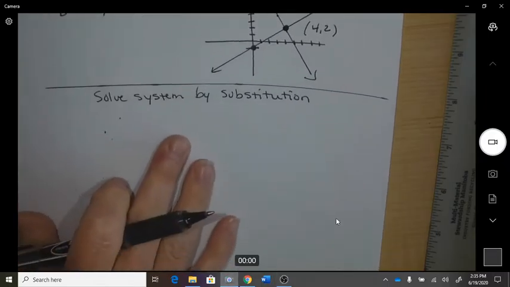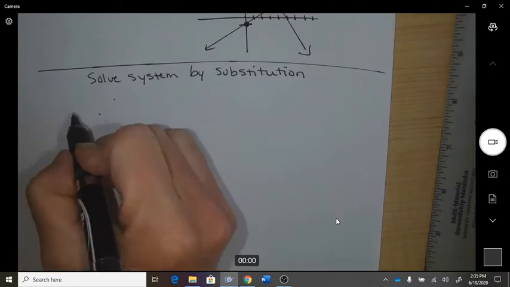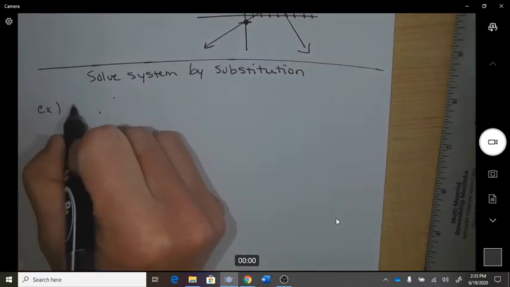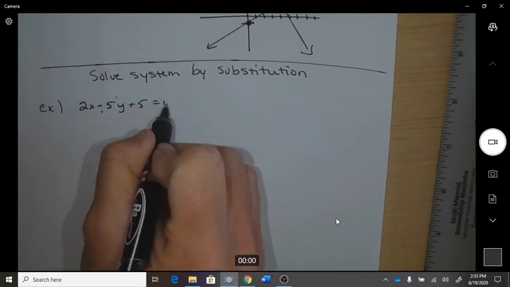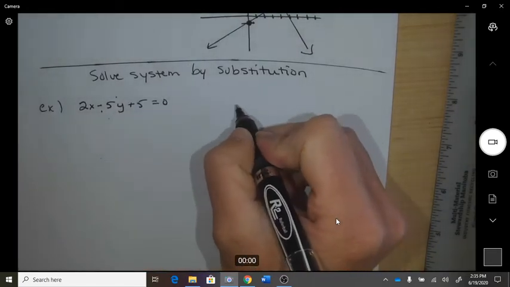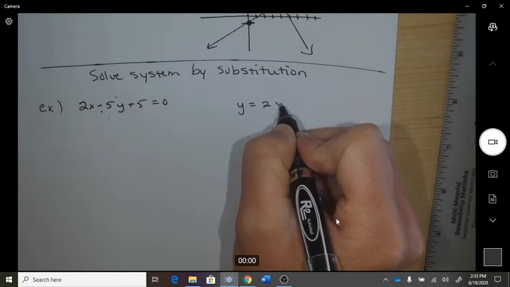Okay, solving a system of equations by substitution. So here's your first system. Your first line is 2x minus 5y plus 5. And your second line is y equals 2x minus 7.